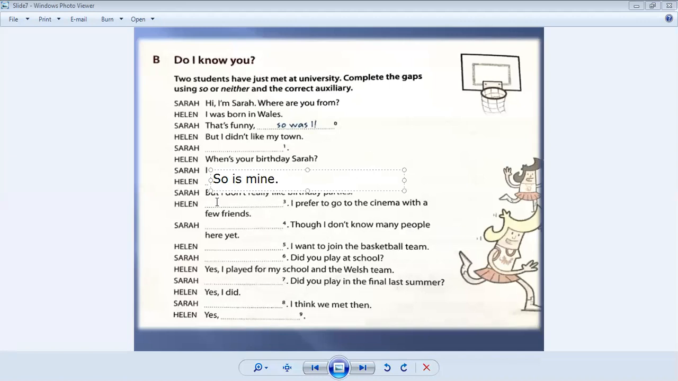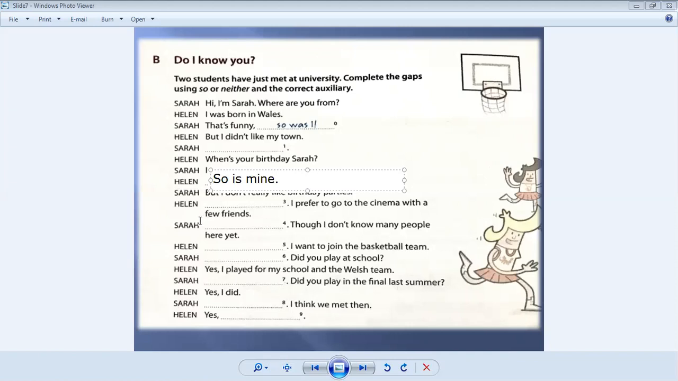Next. But I really don't like birthday parties. And Helen says, I prefer to go to the cinema with a few friends. So, neither do I. Instead, what does she do? She prefers to go to the cinema with a few friends. And Sarah told, I don't know many people here yet.